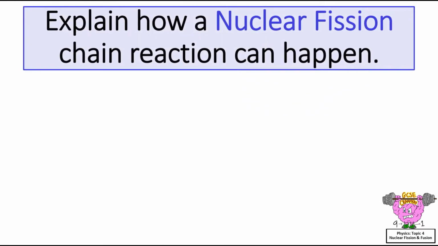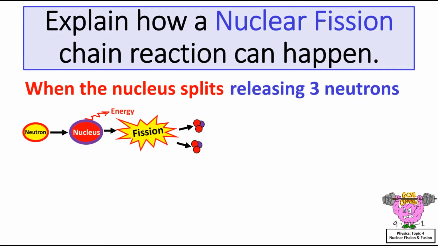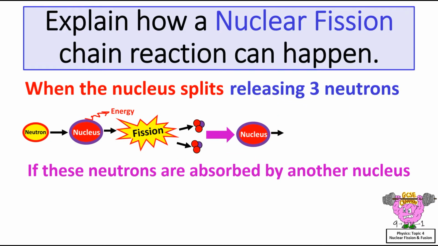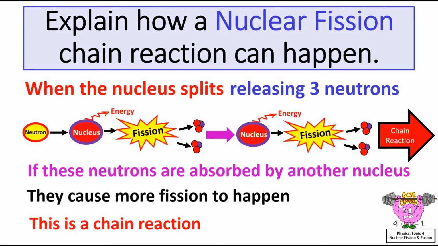Explain how a nuclear fission chain reaction can happen. When the nucleus splits, releasing 3 neutrons, then if these neutrons are absorbed by another nucleus, they cause more fission to happen. This is a chain reaction. For the exam, know how to draw and label a diagram showing a chain reaction.